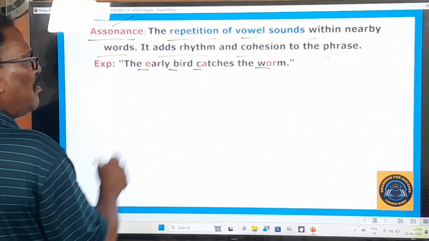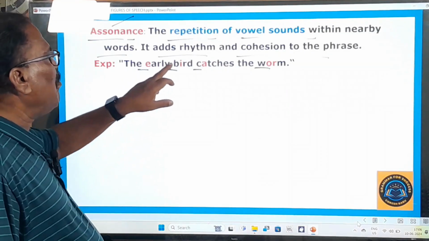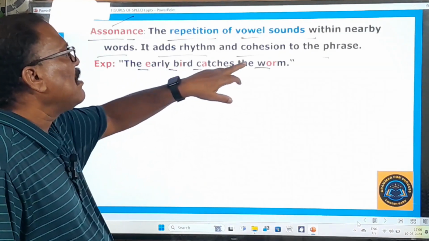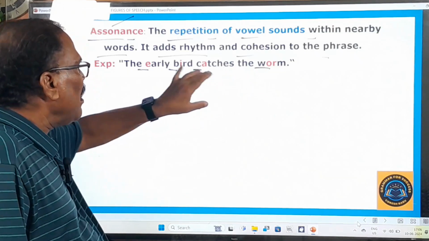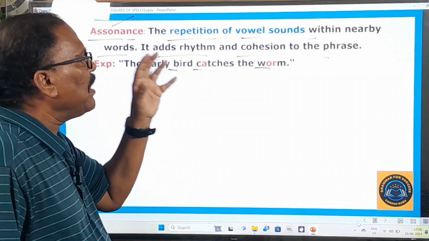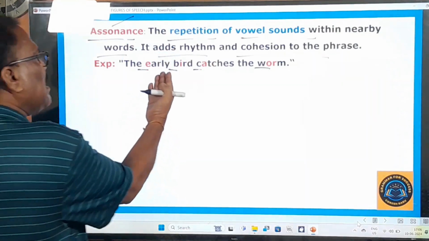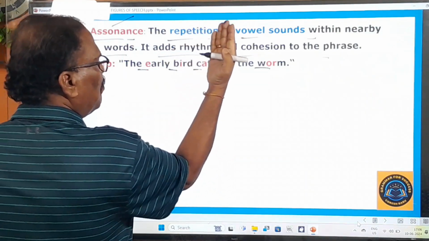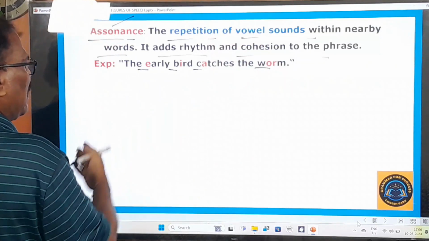A sound is being repeated. "Early bird catches the worm." So here, in all these words, the vowel sound is being repeated. That lends some kind of rhythm and a musical quality to the sentence or line.